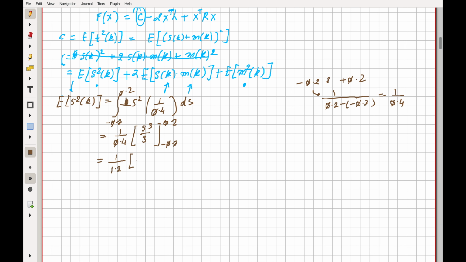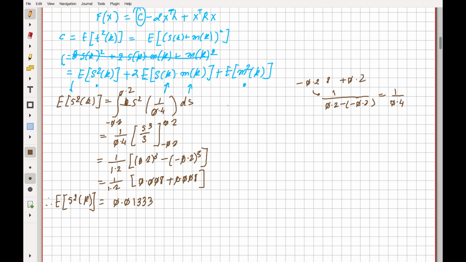That gets us 1 divided by 1.2, because 3 times 0.4 is 1.2, and then we have 0.2 cubed minus minus 0.2 cubed. If we solve this, we get 1 divided by 1.2 times 0.008 plus 0.008, and the final value we get is 0.01333. So that is the value for our expected value of s squared k.